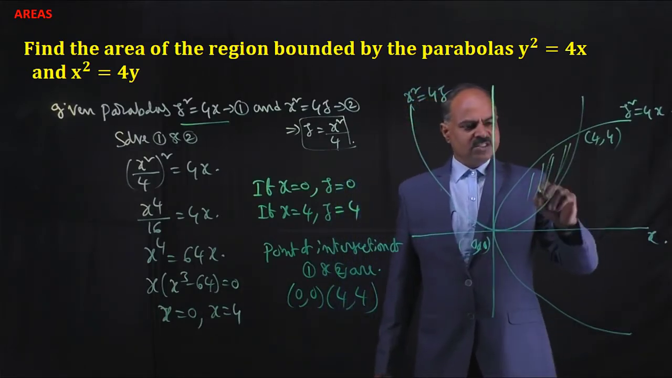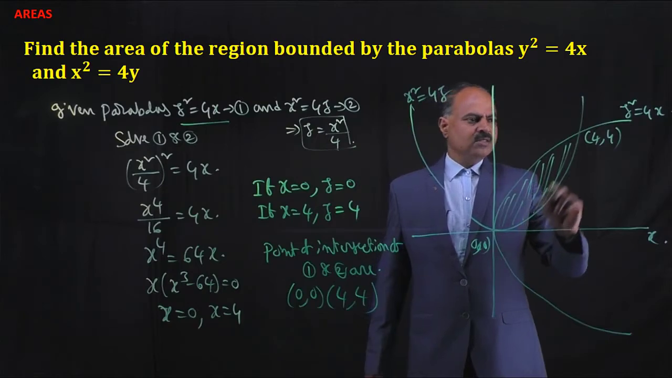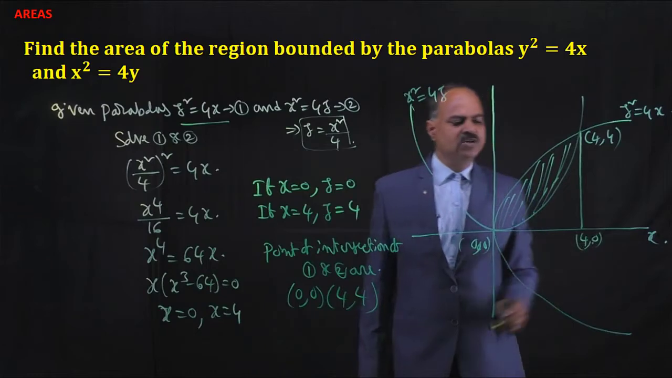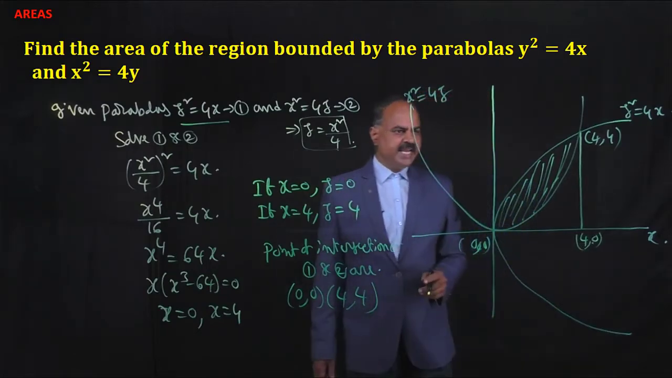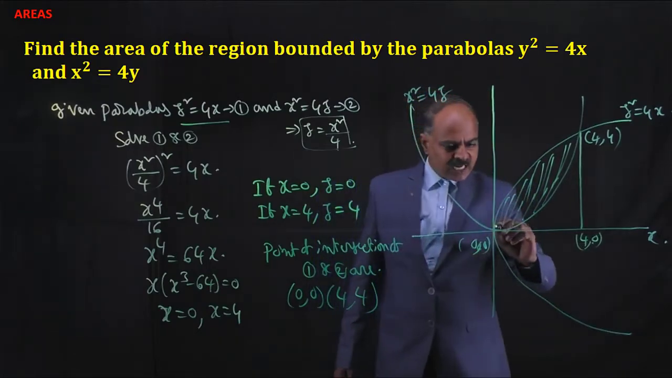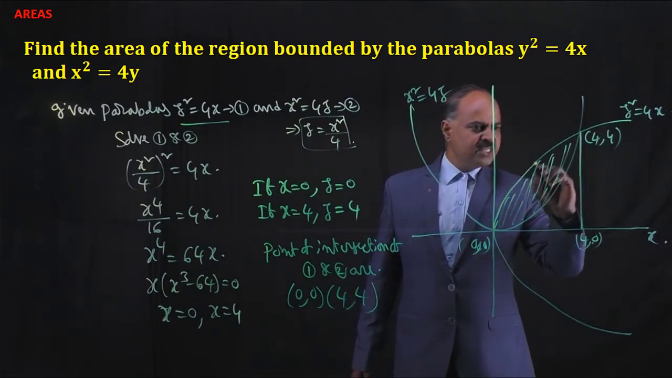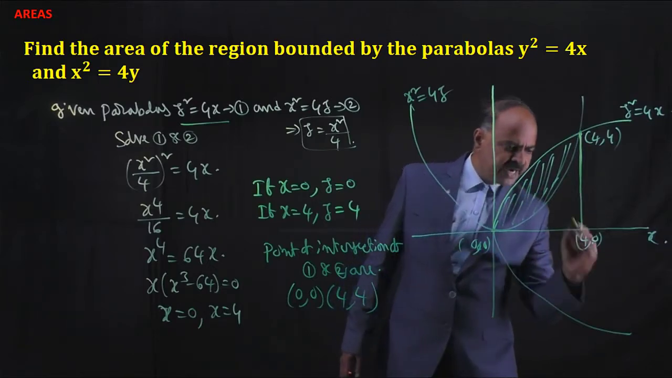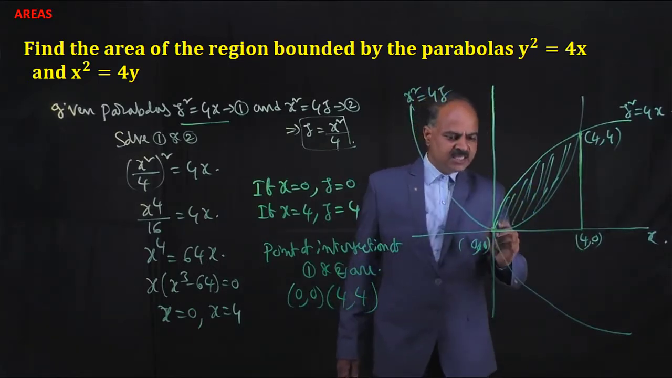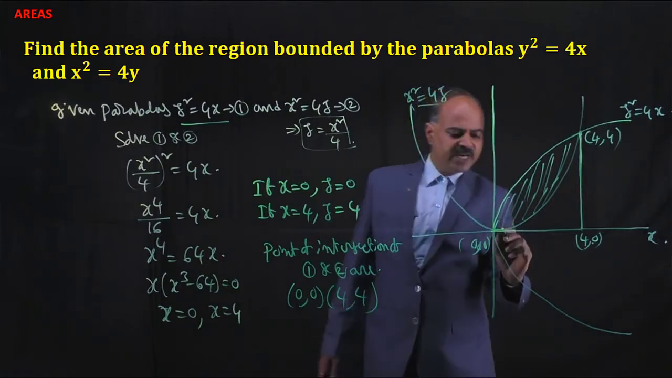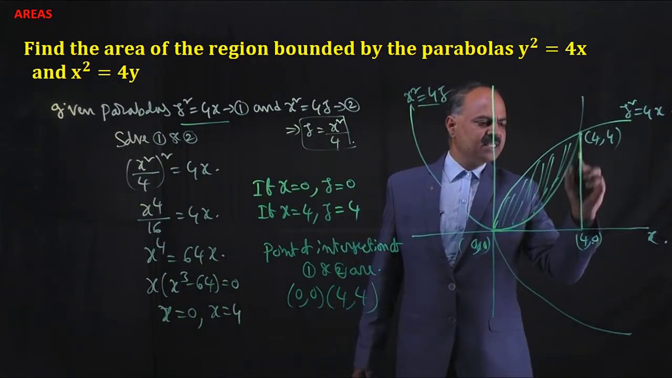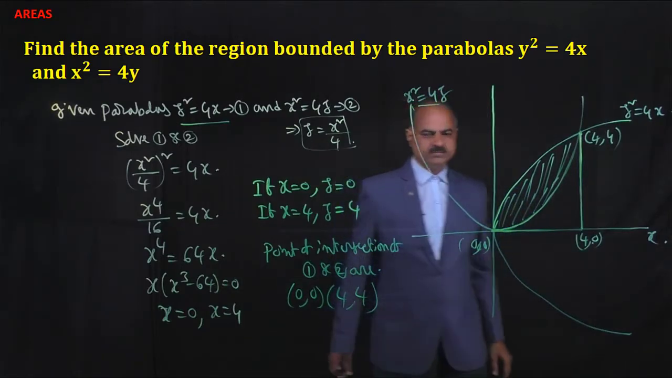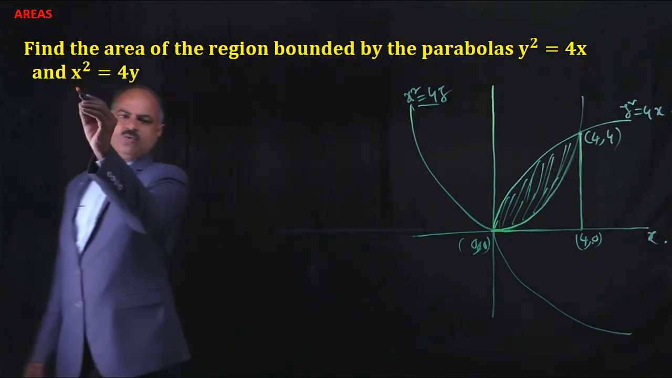So this is the required area. This is x equals 4. The required area is equal to the area under the curve y² equals 4x on the x-axis between x equals 0 and x equals 4, minus the area under the curve x² equals 4y on the x-axis between the ordinates x equals 0 and x equals 4.